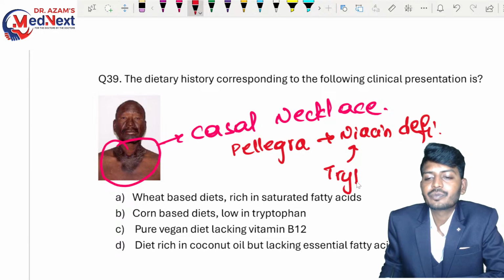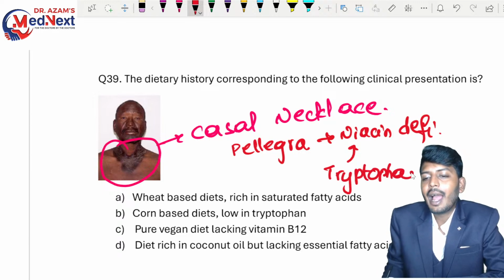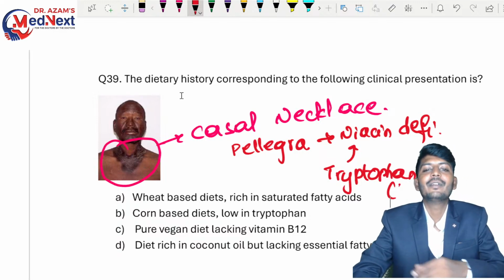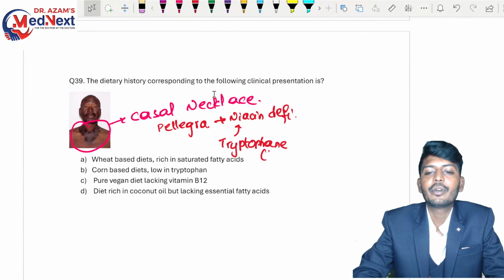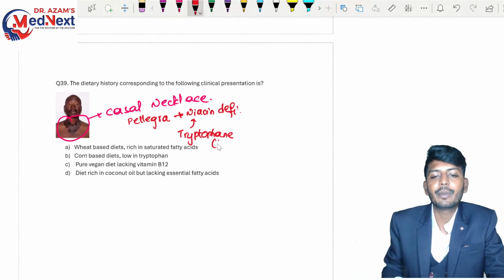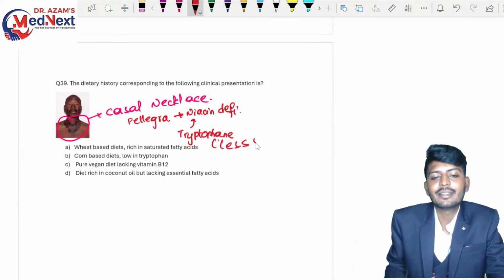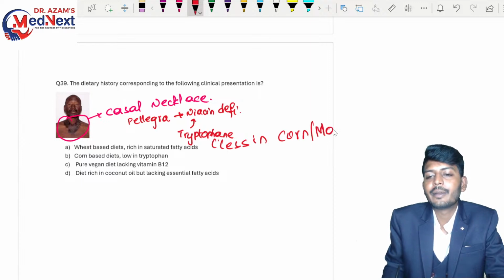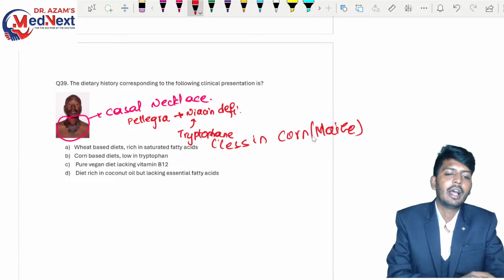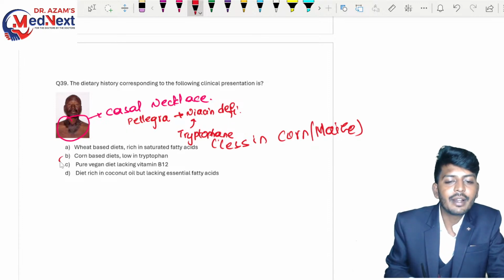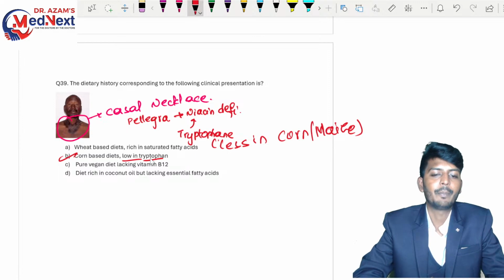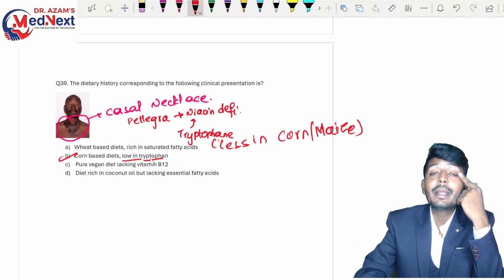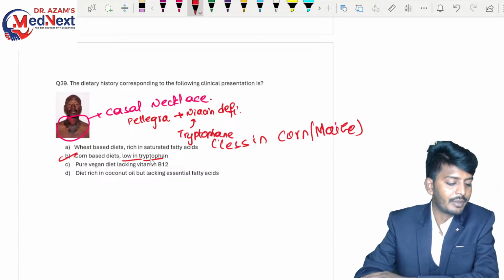your tryptophan. And tryptophan is lacking where, in which of the food items is tryptophan less? Children, tell me. Tryptophan is less in corn or maize based diet, which is very important. So the answer is corn based diet with a low tryptophan level. A pure vegan person should be lacking B12, so that should be vitamin B12 deficiency with the symptoms of anemia.